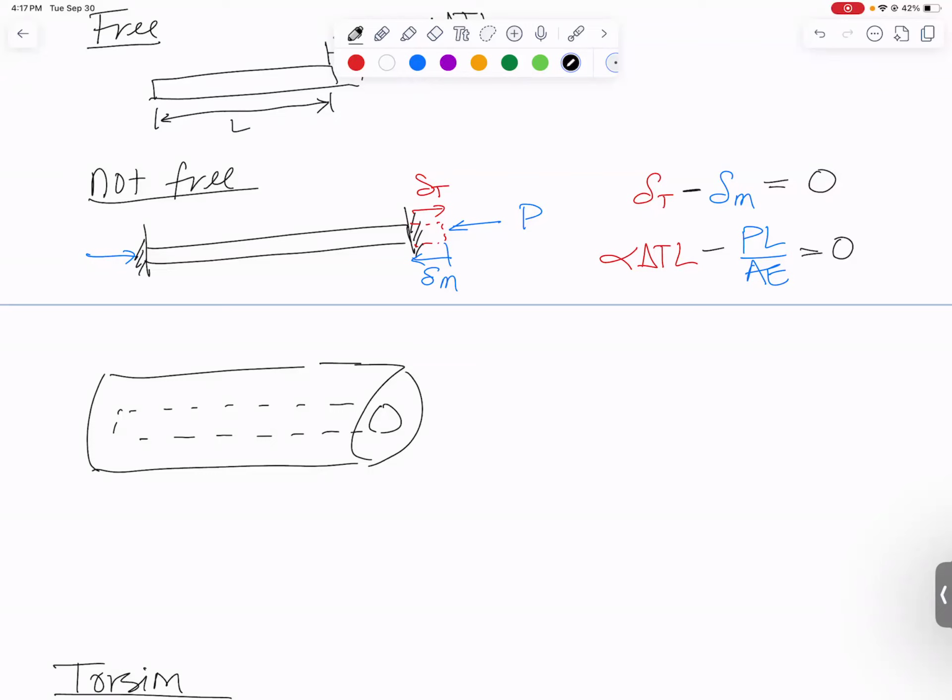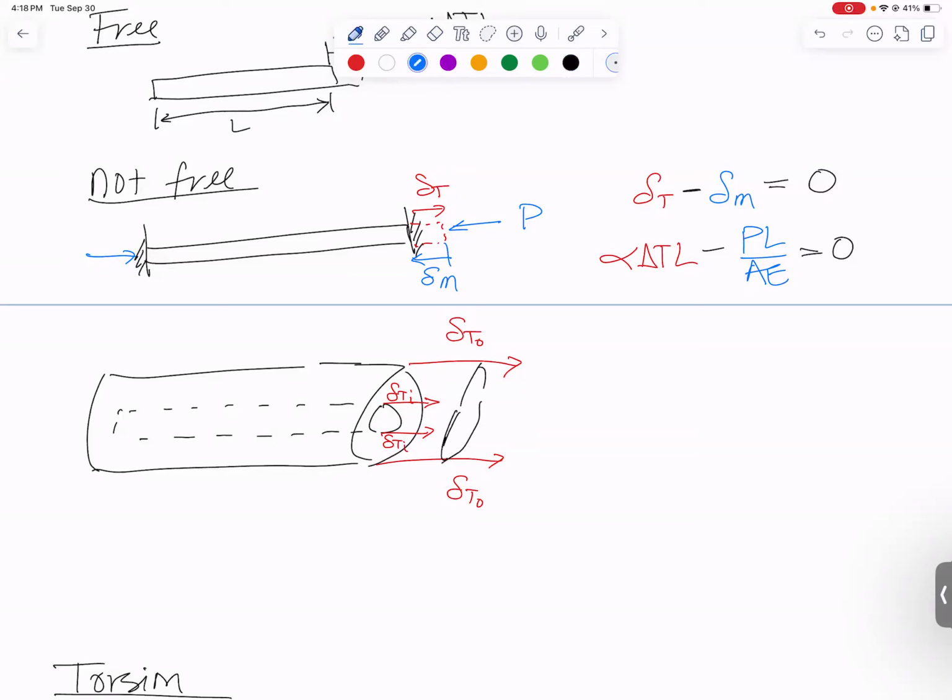They want to expand different amounts. Let's say the outside material wants to expand more than the inside material. So it wants to experience a big delta thermal for the outside material all the way out there. But let's say the inside material only wants to go out this far. Delta thermal for the inside material. So they're going to meet in the middle somewhere. Probably not exactly in the middle, but they're going to meet somewhere in the middle, like right here.